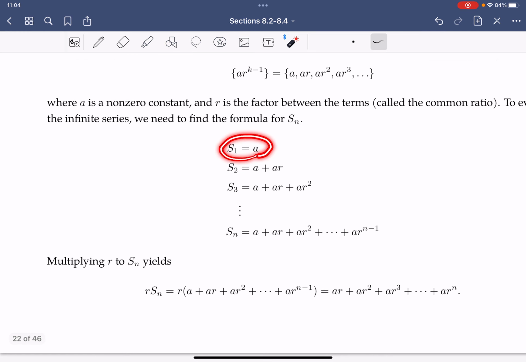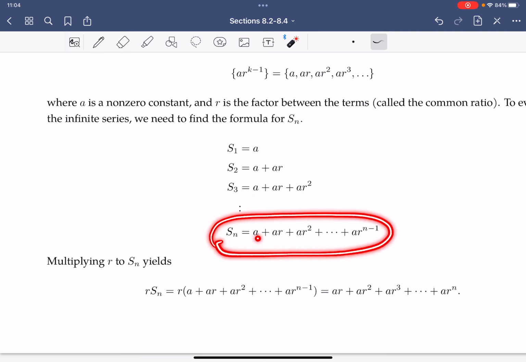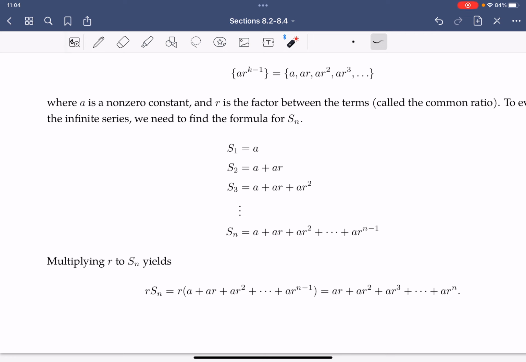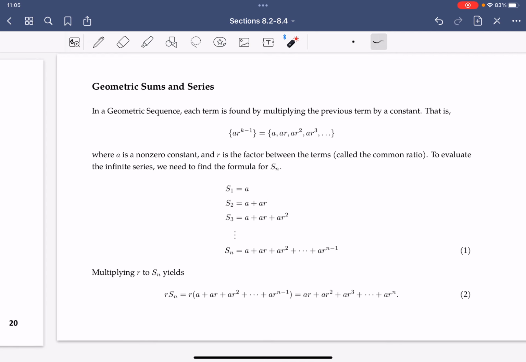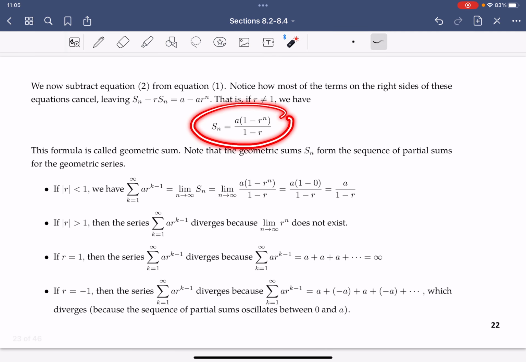S1 is going to be a, S2 is a plus ar, S3 is a plus ar plus ar squared, and when it comes to Sn, it's going to be a plus ar plus ar squared, and so on up to ar to the n minus 1. From high school, some of you have seen the formula for how to deal with this. But if you don't know how to deal with this, let's take a step together here. You can plug in the formula of the geometric sum here. This is the formula of the geometric sum.